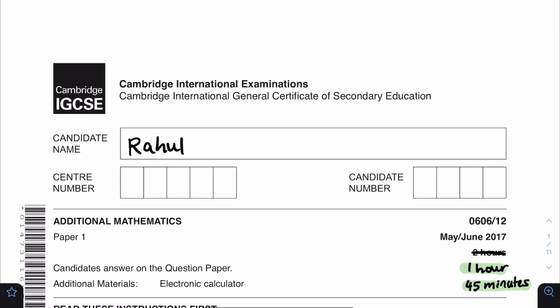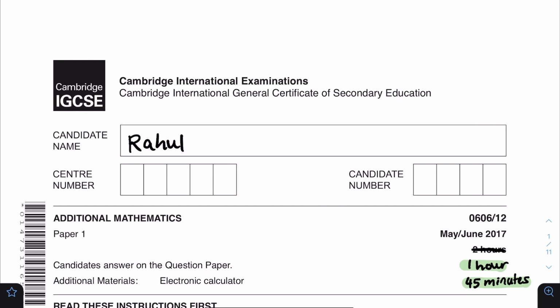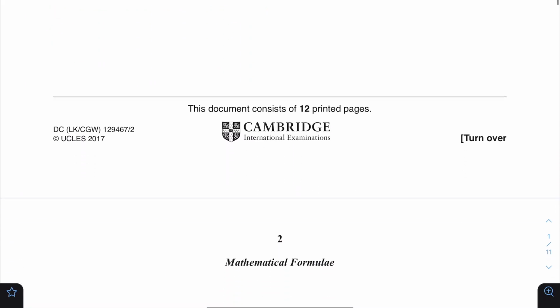So what I'm going to do is go through this paper and explain my thought process along the way, and give you an idea of how you might want to approach problems in the exam. So let's get to it. All right, so I'm going to start the timer.